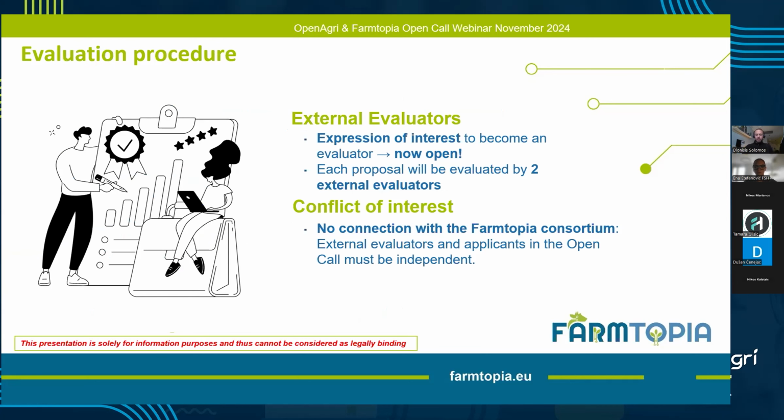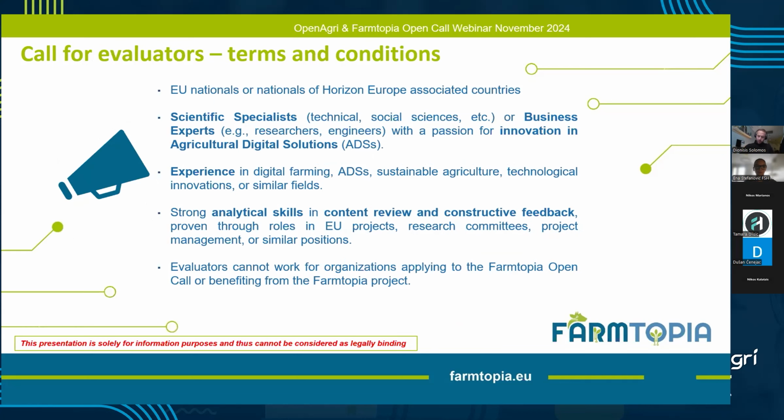As in OpenAgri, the proposals in Farmtopia will be evaluated by 2 external experts, 1 business expert and 1 technical expert. And it is very important here that no conflict of interest is allowed, meaning that potential evaluators cannot be members of the Farmtopia consortium, and they cannot be members of a team that is applying to the open call. You can find out more about it on our website, but here you have the basics.